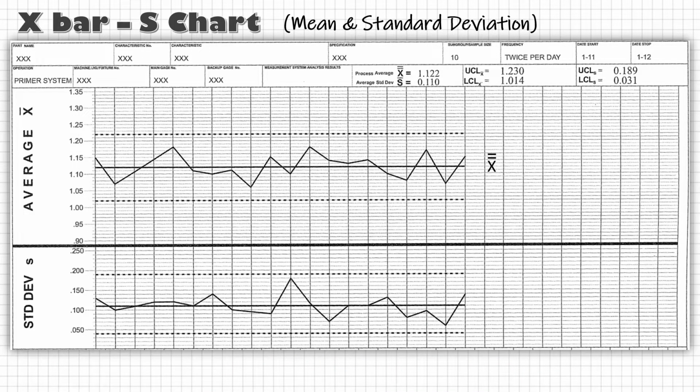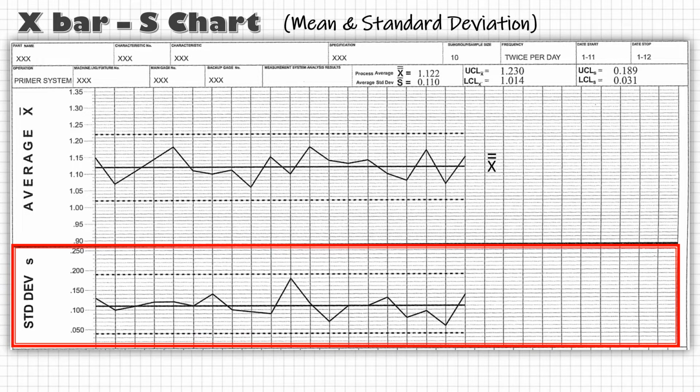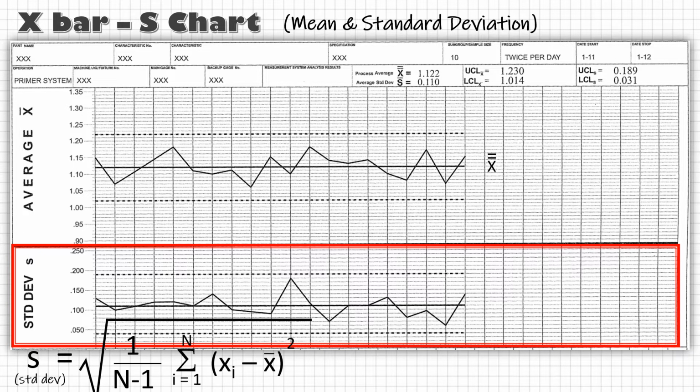The only difference is, in place of range R of the sample, we will plot S, standard deviation of the sample. Centerline will be S bar, and control limits are calculated using the other control limit factors from the table of constants. The S chart gives better understanding of the spread or precision than the R chart that only provides the difference between max and min value.